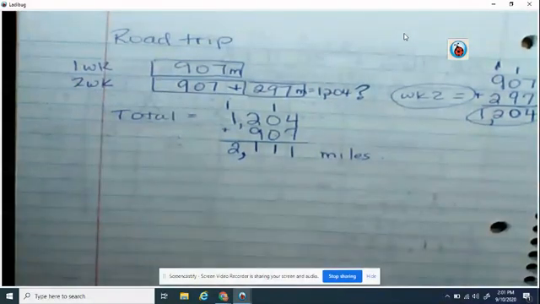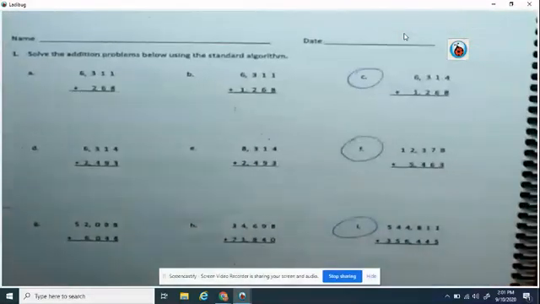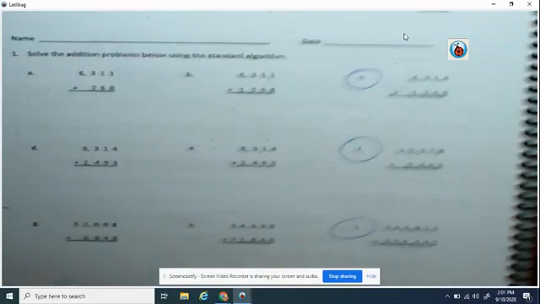Okay, let's look at our problem set. Okay, so we've been adding for a long time, and you all are ready to just add with the standard algorithm. We just need to make sure that when we're regrouping that we do that correctly. Okay, so let's focus on this one.